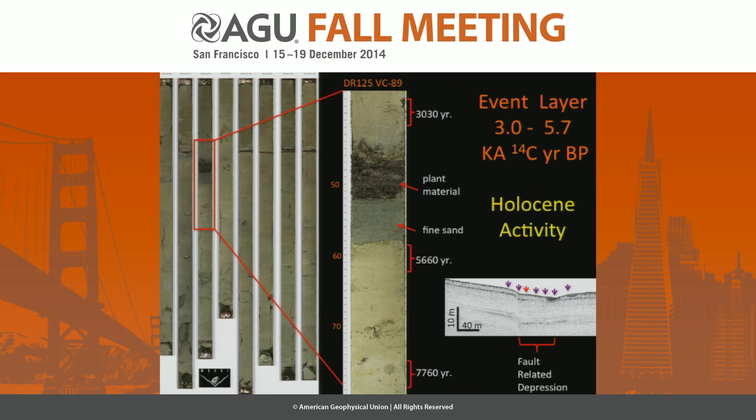The thing I'd like to point out is, in this transect of cores going across this one little depression, which is pretty clearly associated with the fault, we find one event layer in these cores. You can date the material above and below it in very traditional stratigraphic ways, and you determine the important thing, that this is a Holocene active event. This structure deserves to be on the active fault map.